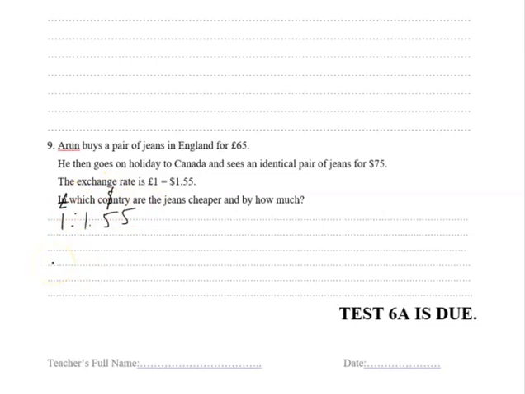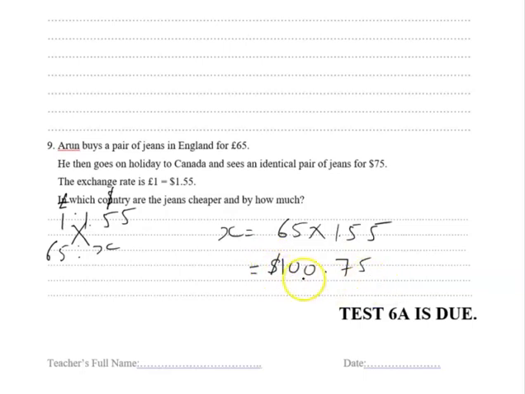Now we want to work out which one's cheaper, so you can either convert the pounds into dollars or the dollars into pounds. What I'm going to be doing is converting the pounds into dollars. So we're going to cross multiply, and x is going to equal 65 multiplied by 1.55. When you multiply the two, it's going to give us 100.75, so $100 and 75 cents.